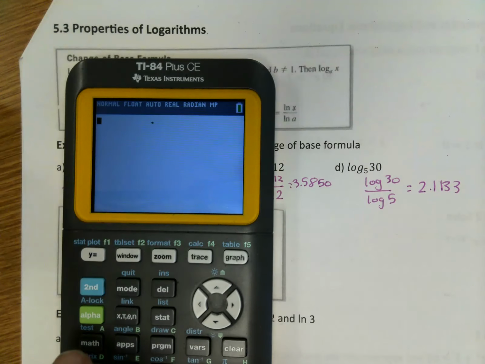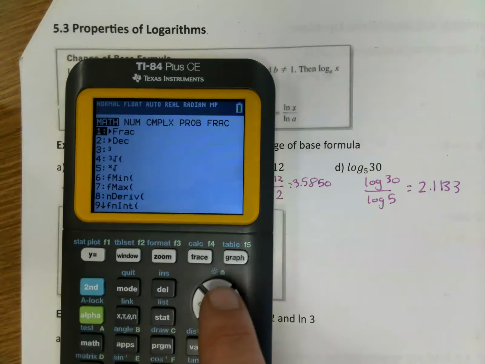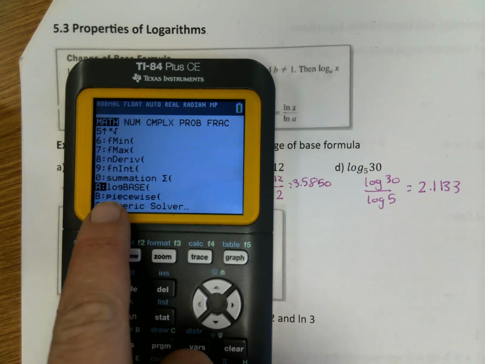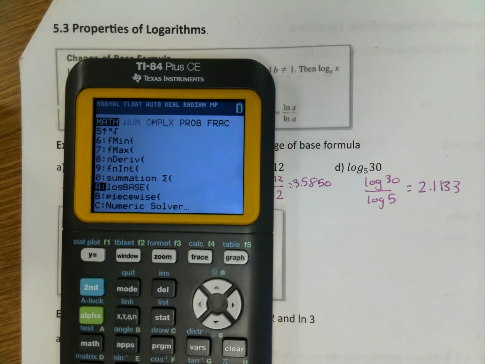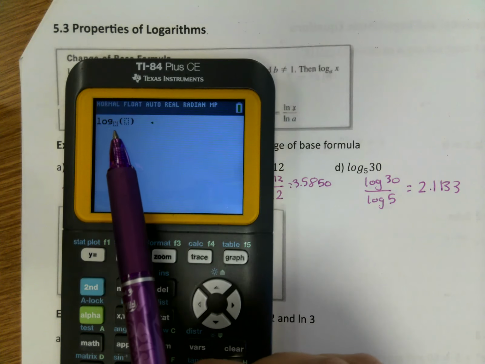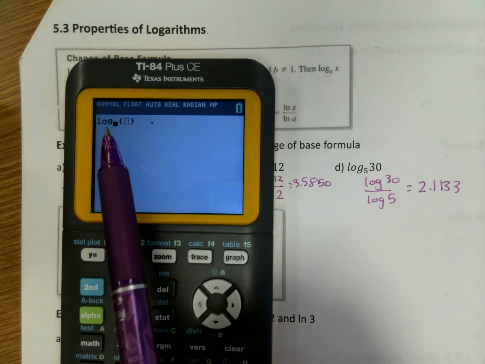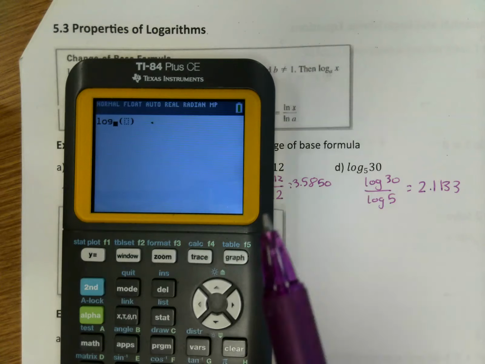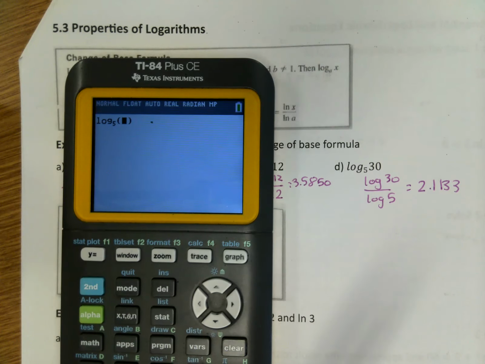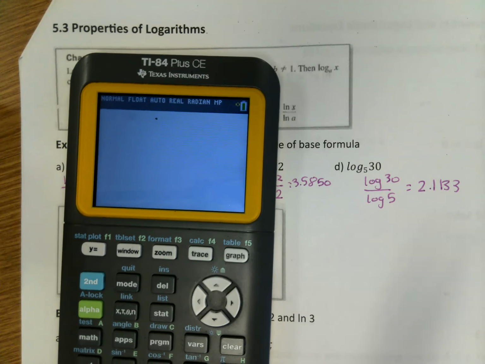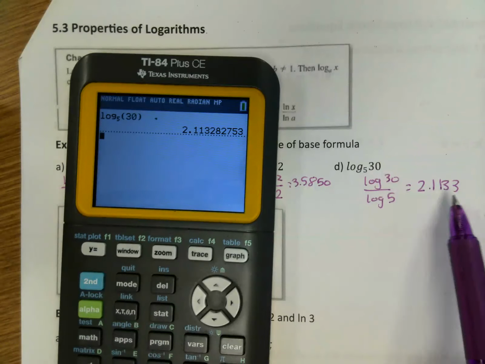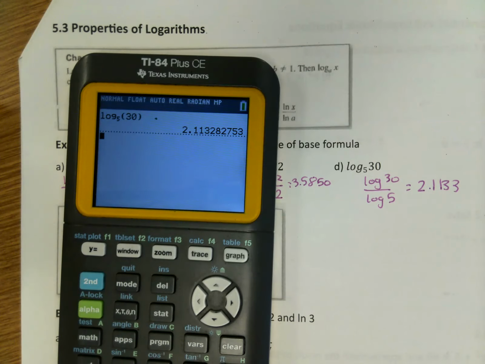You could also see if you have the base button. So if I go to math, and if I arrow up right here, log base. Now, when you push enter, if it does not come up with a little box right here, then you do not have the log base button. So this, I can actually put in my little 5 and then arrow over and I can put in my 30. And I still get that 2.113 and that rounded up to 3.